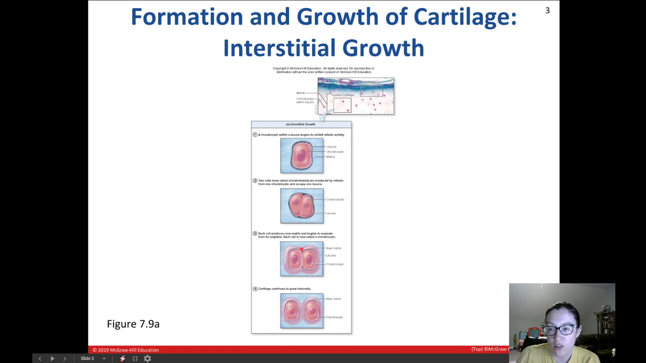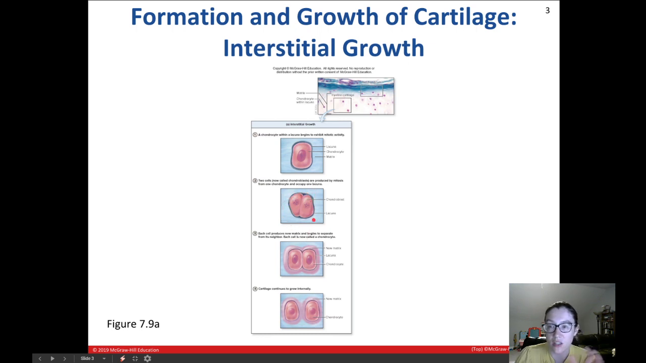And they're going to actually start secreting this pink substance here, which is the new matrix. So this is the new hyaline cartilage matrix, and each of these chondroblasts is going to start secreting more new hyaline cartilage matrix. And I guess the question is, well, how can it do that?